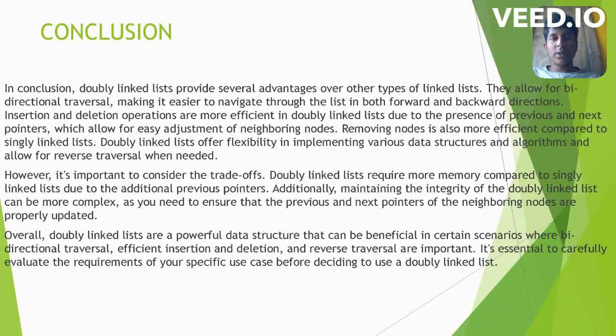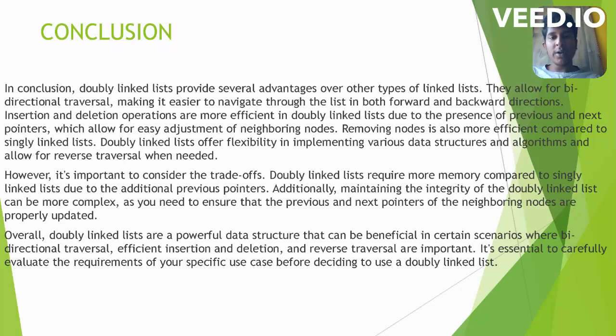Conclusion. In conclusion, a double linked list provides several advantages over other types of linked list. They allow bidirectional traversal, making it easier to navigate through the list in both forward and backward directions. Insertion and deletion operations are more efficient in a double linked list due to the presence of previous and next pointers, which allow for easy adjustment of neighboring nodes. Removing nodes is also efficient compared to a singly linked list. A double linked list offers flexibility in implementing various data structures and algorithms and allows for reverse traversal when needed.